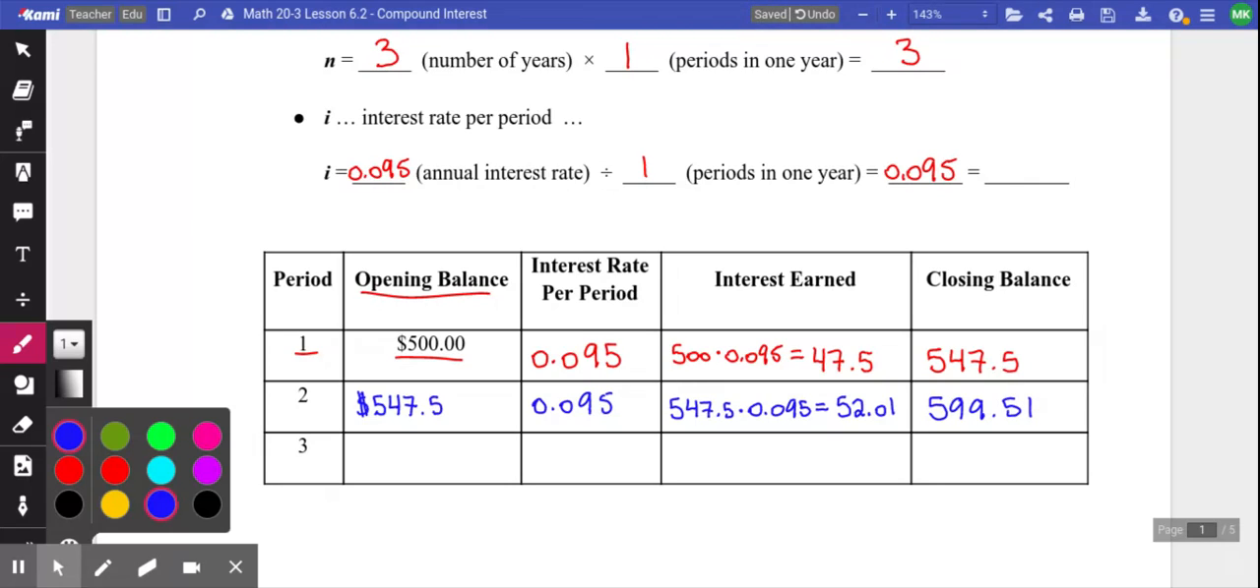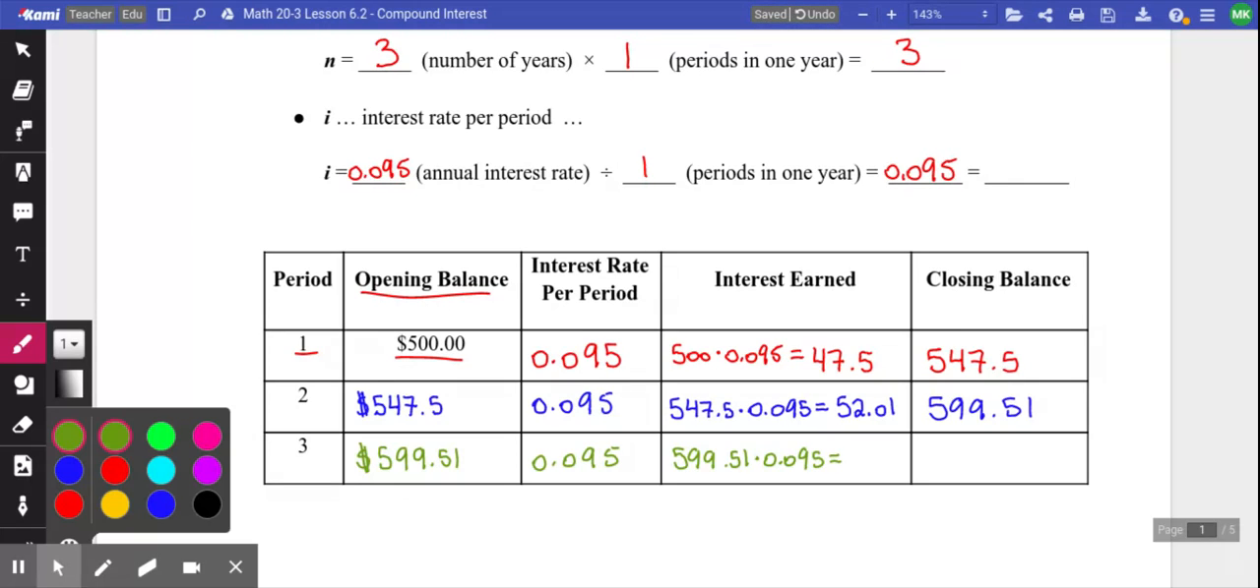To figure out the balance at the end of 3 years, my opening balance at the start of year 3 would have been 599.51. My interest rate still has not changed. If I multiply my opening balance by my rate, it will tell you how much interest happens in the third year.